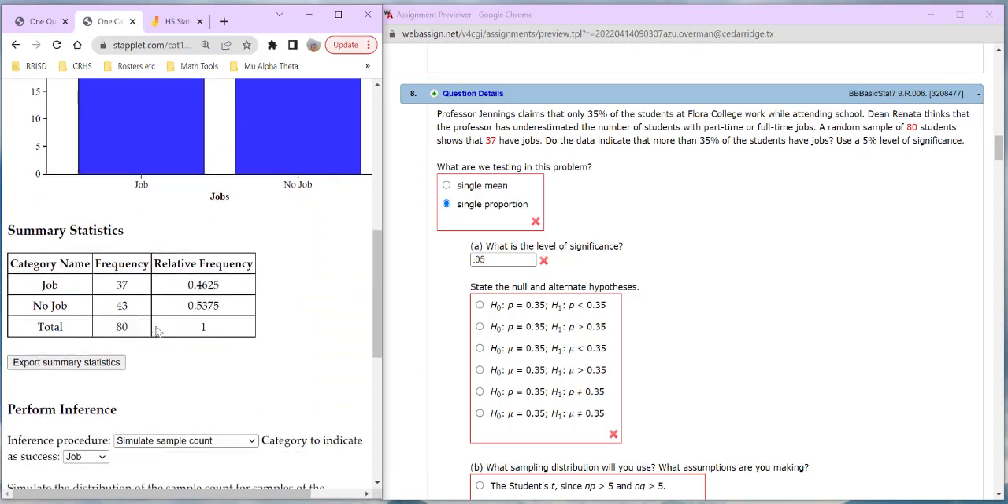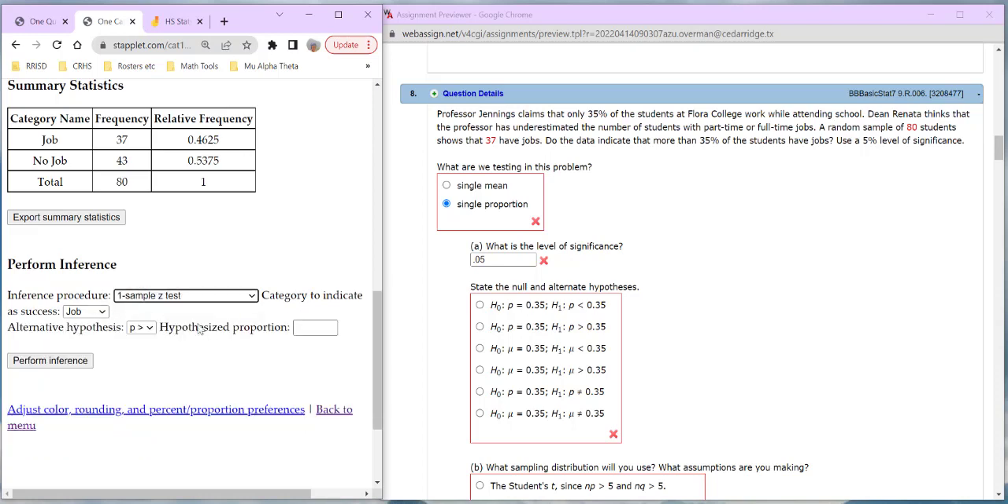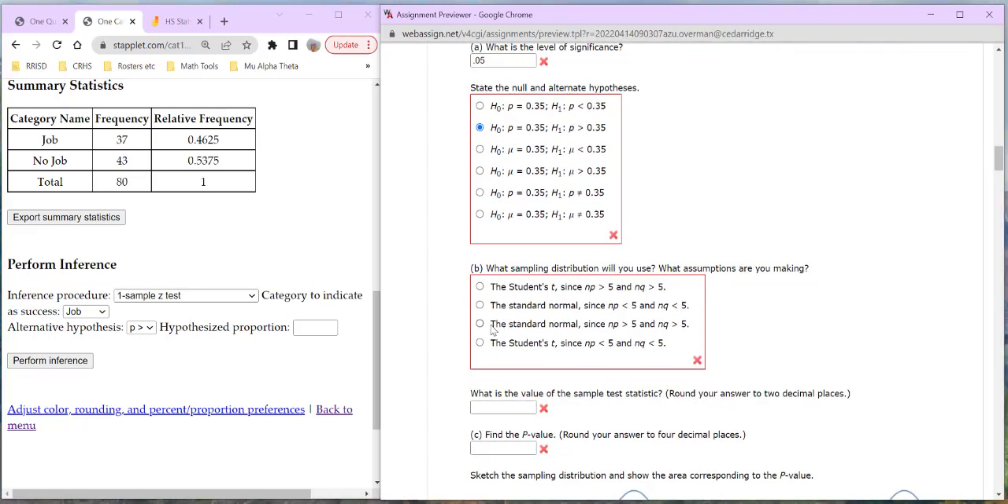We don't need that. Because this is our testing unit, guess what? We're doing the test. And what are we worried about? More than 35% of the students have jobs. So equals is always the first one. Look for P equals, and then more than 35%. We are doing proportions. On this unit, sometimes they have 5, but usually it's 10. Either one, just make sure that both these counts are greater than, not less than.